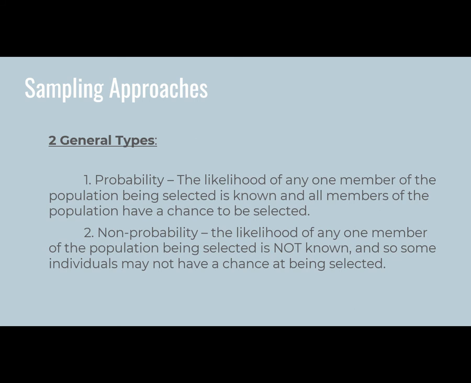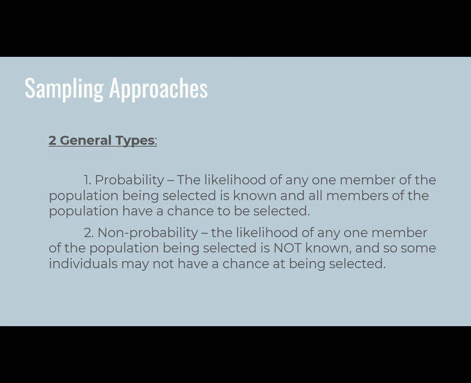So there are basically two types of sampling, and then within each of these subtypes, there are 5 or 6 methods, but probability and non-probability. A probability sample is one in which the likelihood of any one member of the population being selected is known. I know that sounds confusing. So the likelihood of any one member of the population being selected is known, and all members of the population have a chance to be selected.